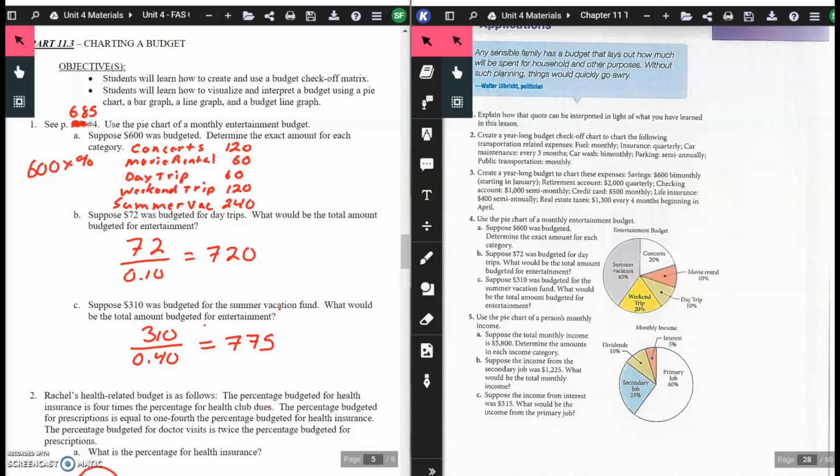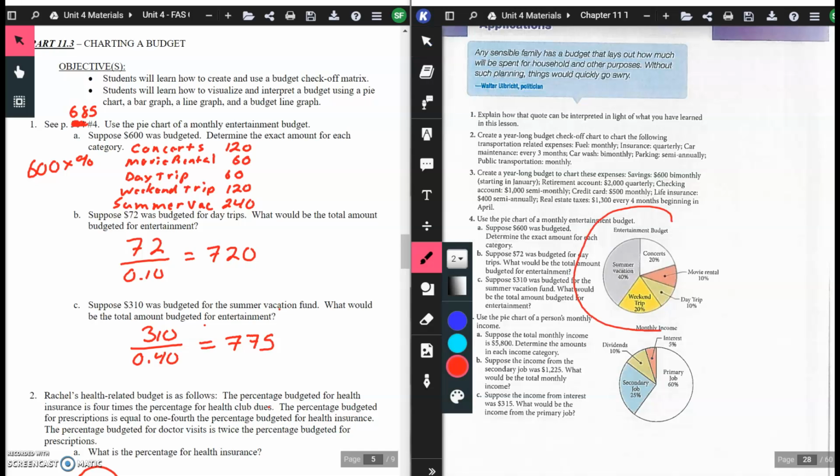Section 11.3 is charting a budget. We are going to refer to page 685, number 4, which is off to the right hand side. Use the pie chart of monthly entertainment budget. Suppose $600 was budgeted. Determine the exact amount for each category. So we are looking at this chart right here.